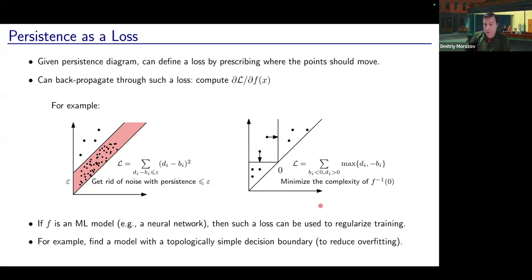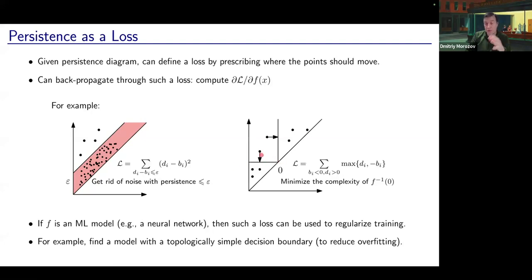Another example of what you might want to simplify is you might want to get rid of all the points in a particular quadrant. Because what are the points in the quadrant? Well, these are the points that were born before, let's say, time 0 here, and that die after time 0. Well, that's exactly the points that are either in the sublevel set or in the level set, depending how you define your setup of the function.